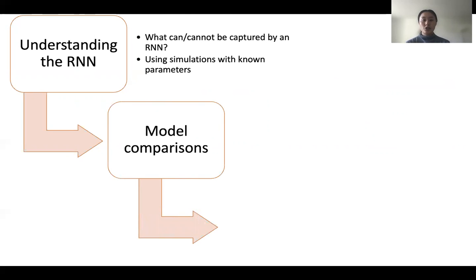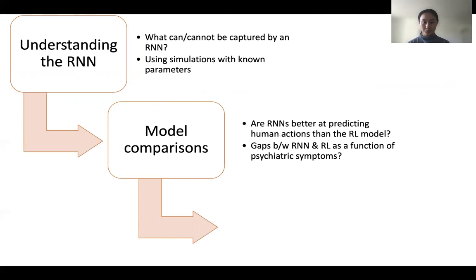And in the second stage, we started to apply the RNNs to real human data. And then we wanted to compare how RNNs perform to how reinforcement learning models perform. So at this stage, we asked, are the recurrent neural networks better at predicting human actions than the reinforcement learning model? And also, if there are gaps between the performances of RNN and RL, can this be a function of psychiatric symptoms?